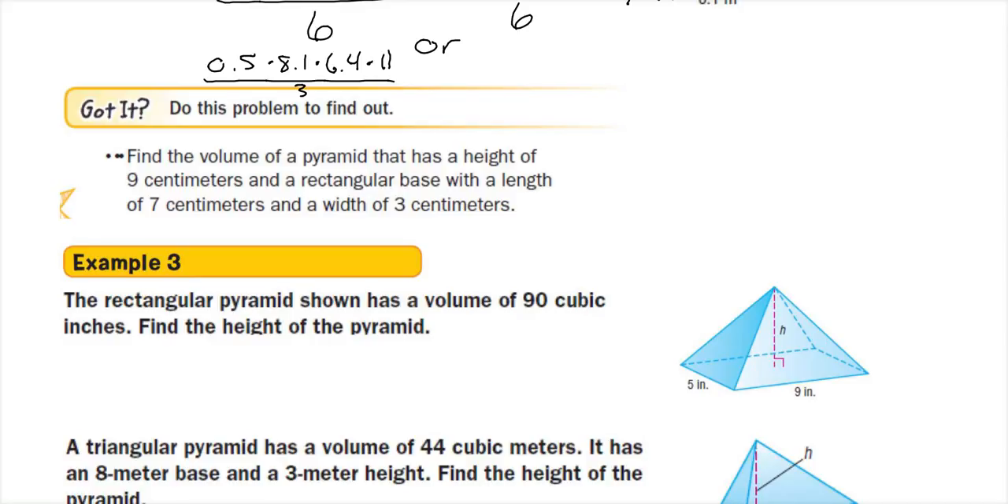All right, let's try this guided question. It says find the volume of a pyramid that has a height of 9 centimeters and has a rectangular base with a length of 7 centimeters and a width of 3 centimeters.